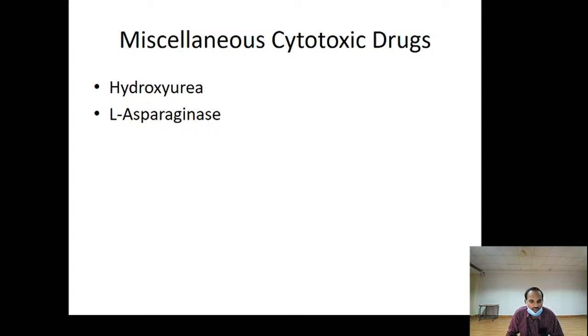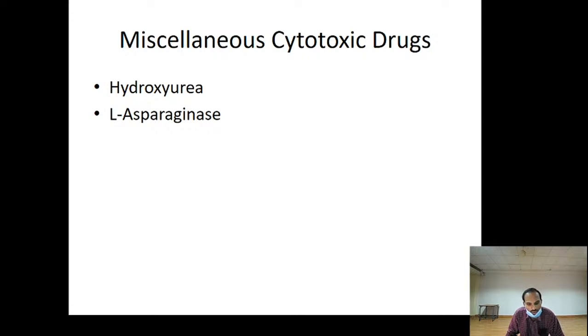So hydroxyurea increases the production of fetal hemoglobin by increasing the gamma chain synthesis, and that is how it is used in the treatment of sickle cell anemia patients. It is one of the important uses of hydroxyurea apart from its use in treatment of leukemias. Both lymphoblastic and myeloblastic leukemias can be treated with hydroxyurea, but apart from that another important use is in sickle cell anemia.